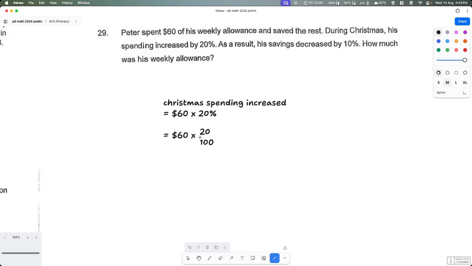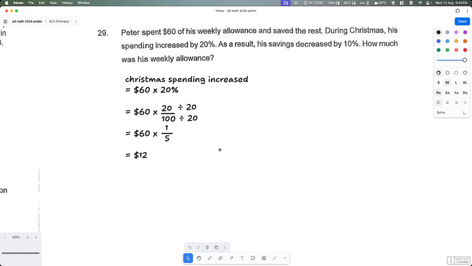Okay, so 20 out of 100 is basically 1/5, right? So you divide both by 20. This becomes $60 times 1 out of 5. So from here we can get the answer, which is $12. So now we know the Christmas spending increase is $12.